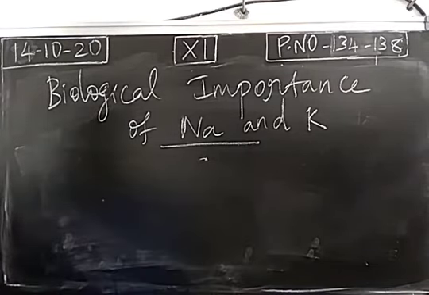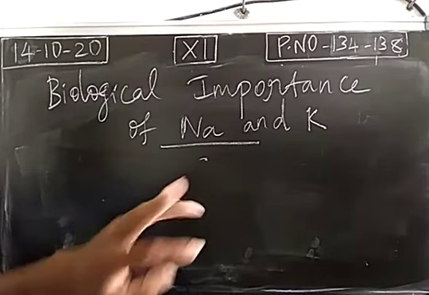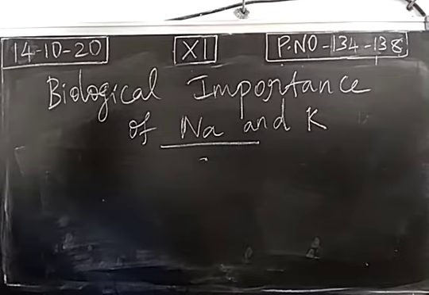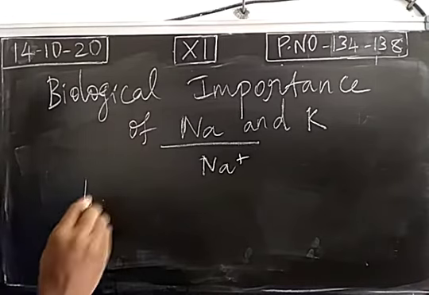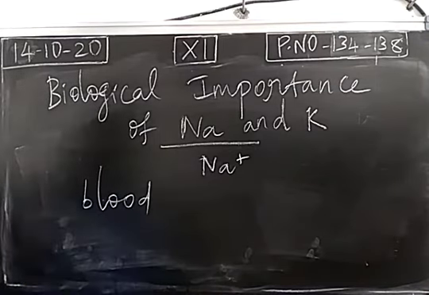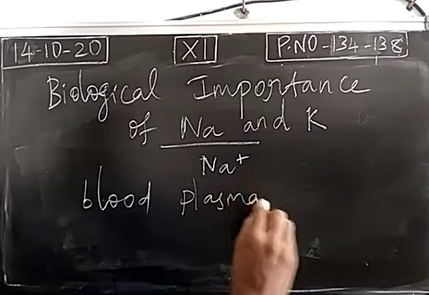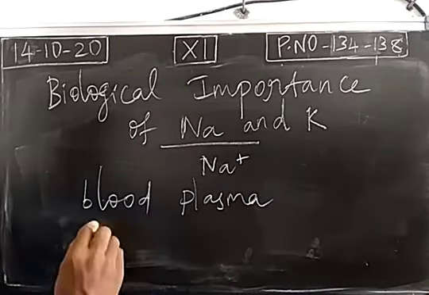What about the biological importance of sodium as well as potassium? So they are mainly used for the maintenance of ion balance and nerve impulse conduction. That means for the transmission of nerve signals, sodium and potassium ions are playing a major role. So this is a major application. Okay. For transmitting the nerve signals, sodium and potassium ions are very essential. So sodium ion is present in blood plasma as well as interstitial fluids.